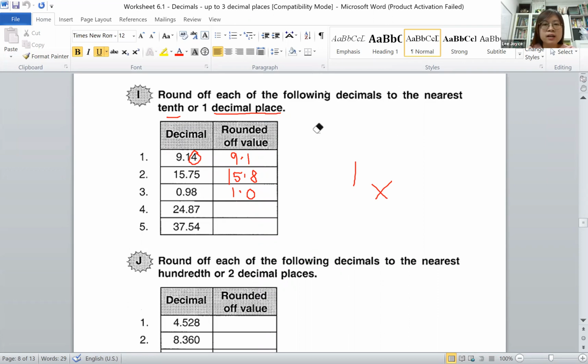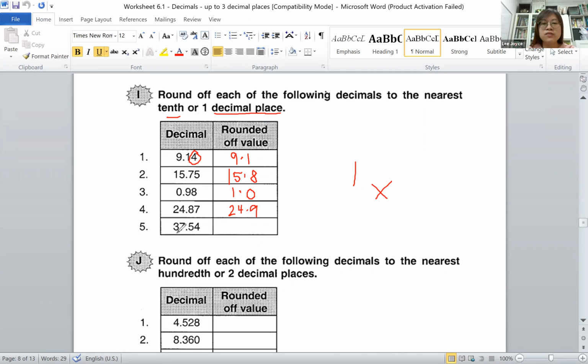Okay, then this one, 24.87. So look at the digit 7, bigger than 5, so you must put it as 24.9. The 8 will now become 9. You round it up. It means increase the 8 by 1, becomes 9.